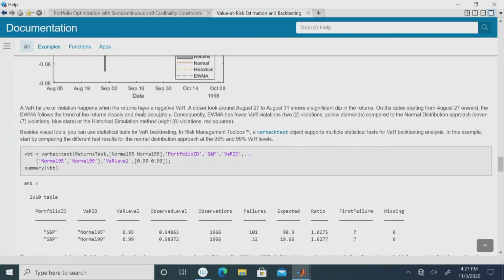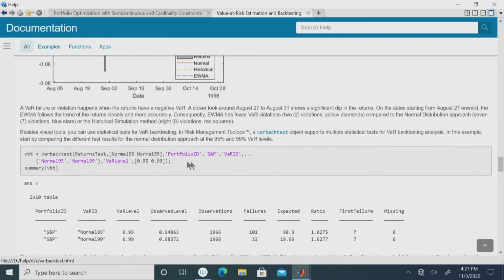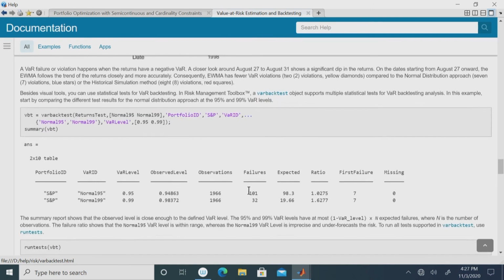The remainder of this narrative gives you details of the violations when this is carried out over a larger period of time. If you calculate this value for the entire period, you will see a number of failures. Using 1966 observations, that means the entire timeline, at the 95% confidence level there were 101 instances of failure, and at the 99% interval there were 32 instances of failure.